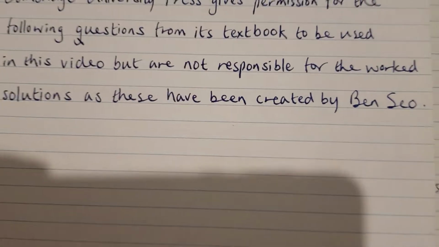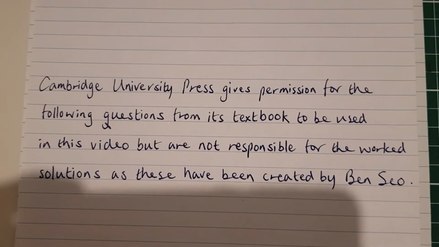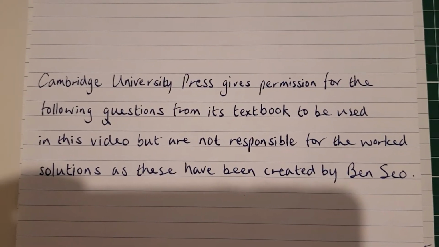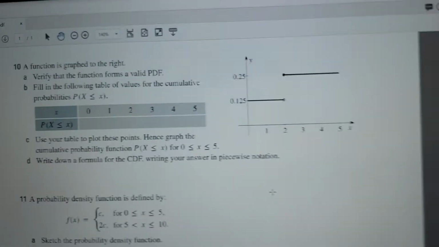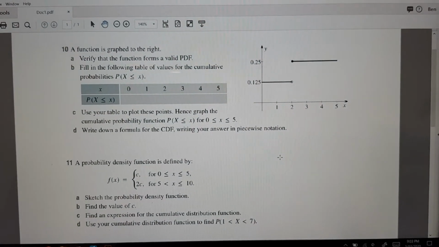So before we formally start, here's the waiver or disclaimer statement. Okay, so the actual questions are these two.